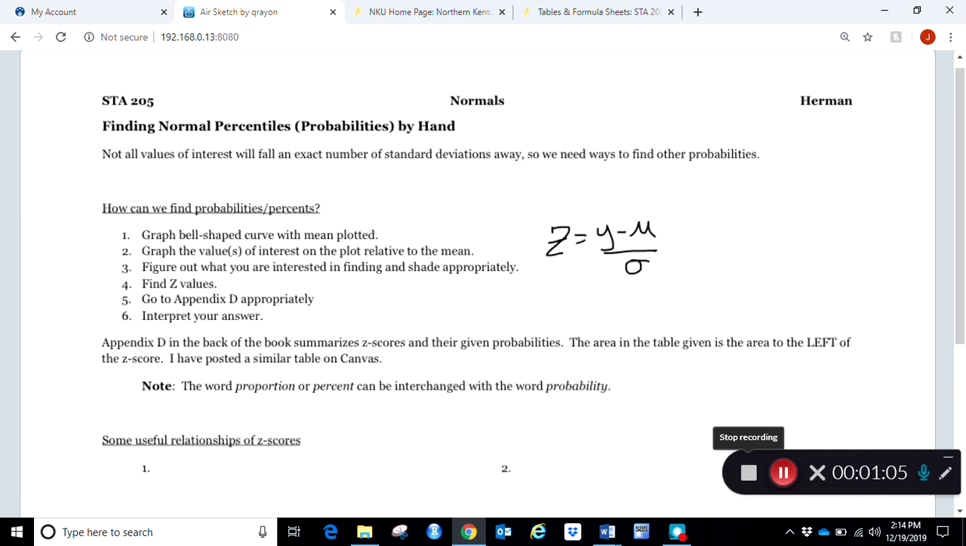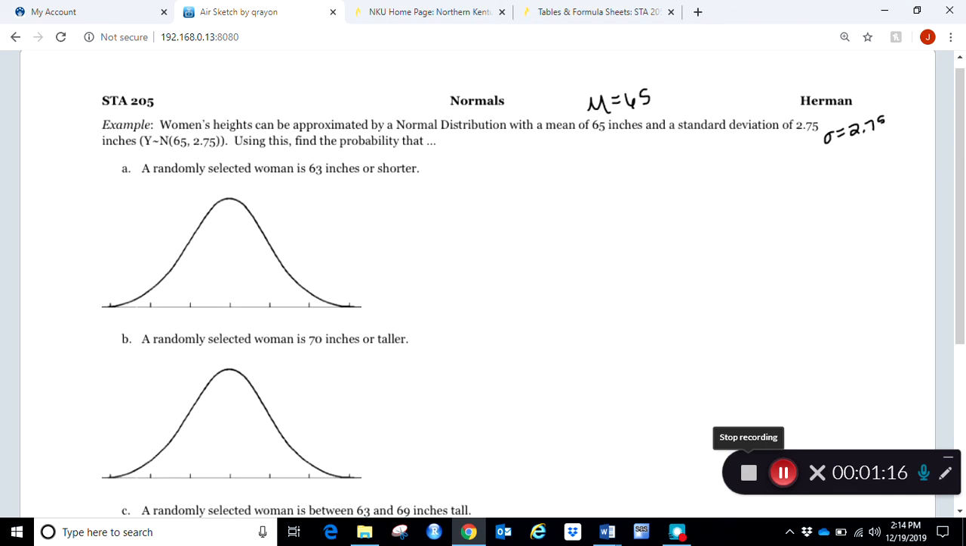We're now going to follow those steps discussed in the previous video. So we're going to graph our bell-shaped curve and plot the mean. So we already have the start of our curve here for us. Our mean is 65. And since our standard deviation is 2.75, that's how big each of my steps are going to be here. So I'm going to subtract 2.75 each time I go to the left. So the first time, that's going to get me 62.25 inches. Subtracting 2.75 again gets me 59.5 inches. And subtracting it one more time gets me 56.75 inches.